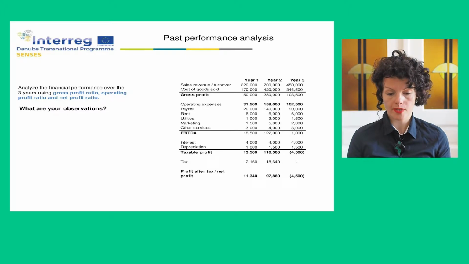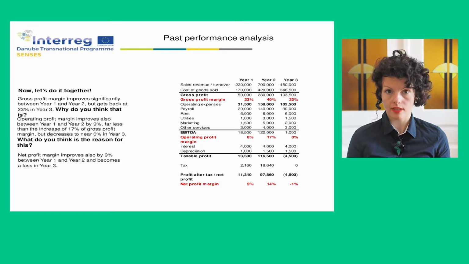What are your observations? Now, let's do it together. Gross profit margin improves significantly between year 1 and year 2, but gets back at 23% in year 3. Why do you think that is?